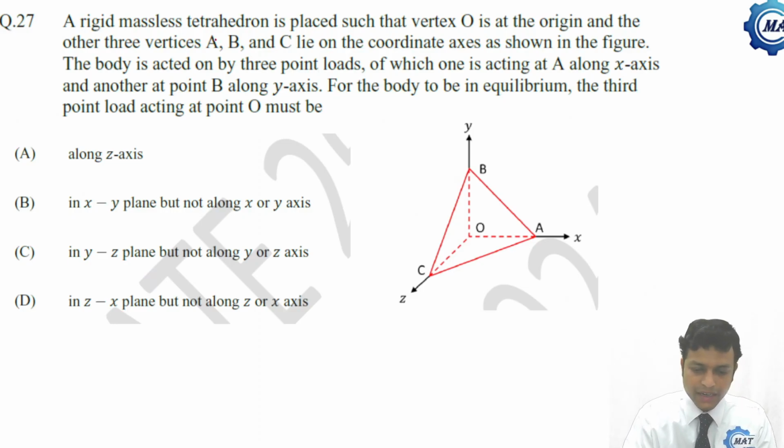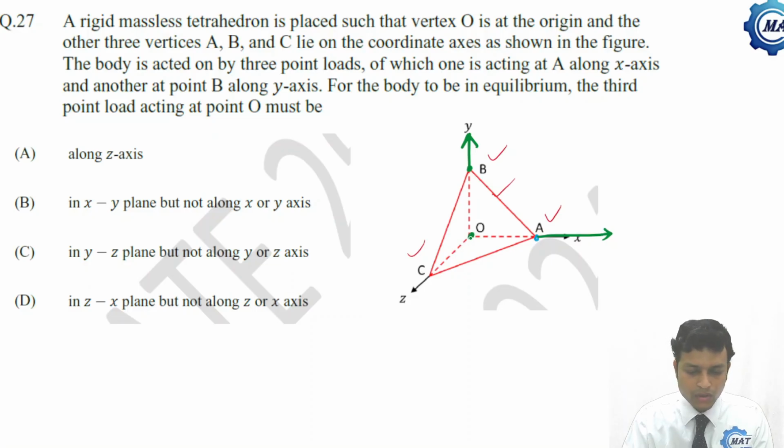A rigid massless tetrahedron, shown in the red color, is placed such that vertex O is at the origin. The other three vertices A, B, C lie on coordinate axes as shown in the figure. The body is acted on by 3 point loads, of which one is acting at A along the x-axis. So this is one force. Another is at point B along the y-axis. Very clear?